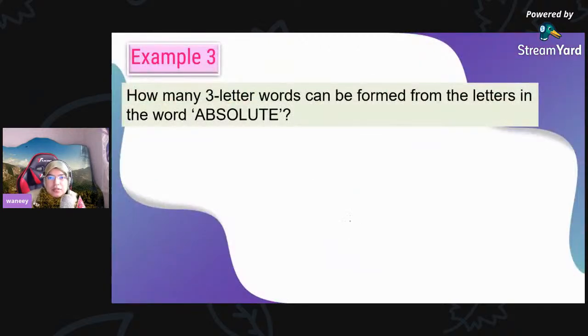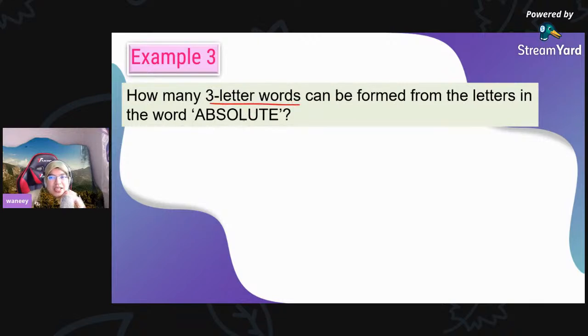How many 3-letter words can be formed from the letters in the word ABSOLUTE? Let's see, do we have all different letters, or something that is repeating? I don't have any other A. This is B, the only B, the only S, the only O, the only L, the only U, the only T, the only E. So every letter only comes out once. Dia tak ada yang muncul banyak kali kan, semua muncul sekali saja.